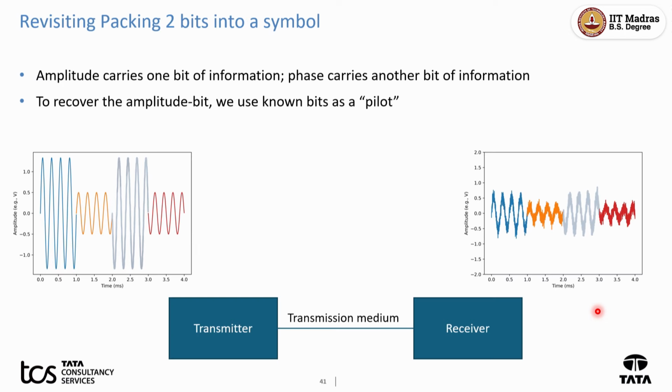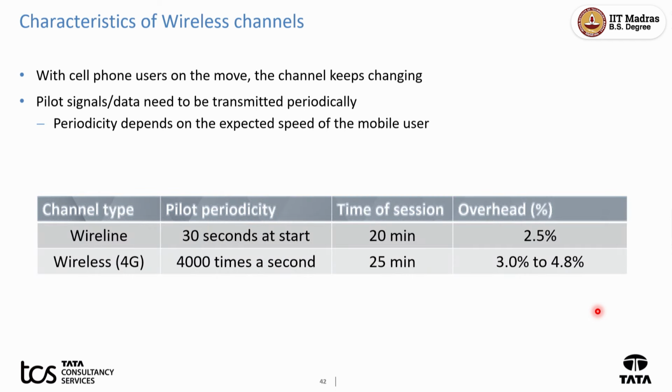Oh yes, I said that blue will be a pilot now. How often do you need the pilot? You need 3 to 5% overhead. Pilot has to keep repeating in a wireless channel, because the user keeps moving. So, in a wireline channel, I can send the pilot once and keep transmitting for 20 minutes. I can't do that in wireless. 4000 times a second we must send the pilot. Okay, it does not occupy the full spectrum, so it turns out to be some 3 to 5% overhead.